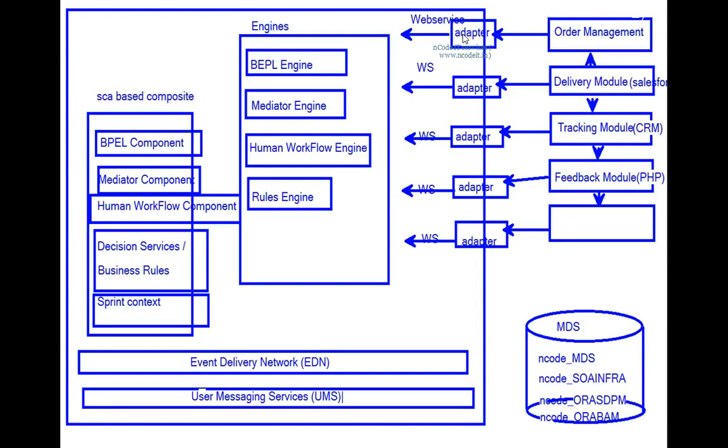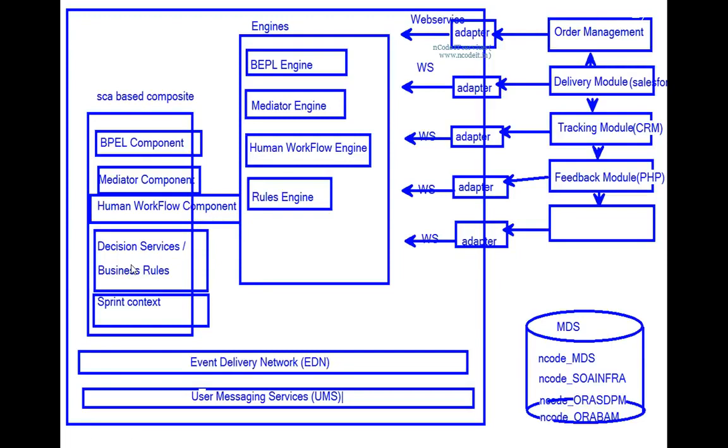Then on the left side, you're looking at the components. This is how you define the business process. There may be certain BPEL components, mediator components, human workflow components, business rules. So your business is defined in these components. We will see in depth what each of these components is, and how it helps you define your business flow.